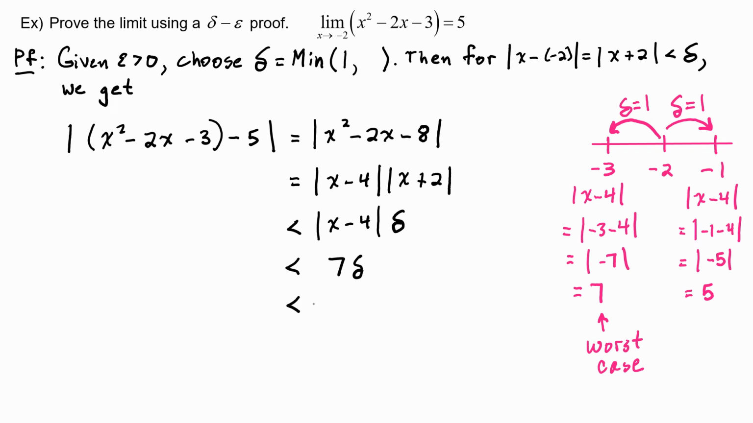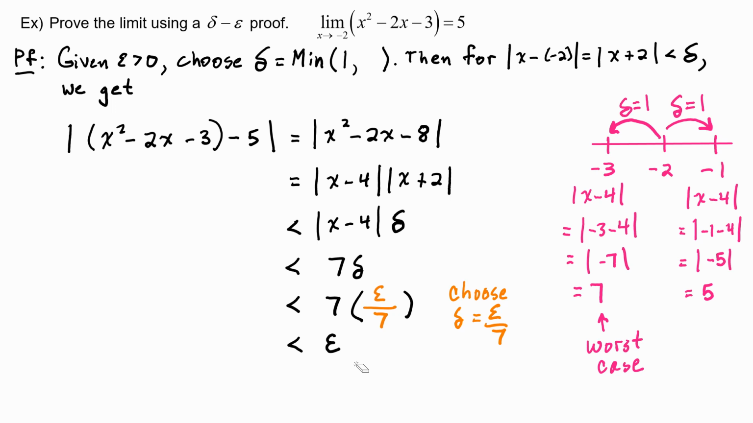So now we know we have to pick an expression for delta so that when I take 7 times that expression, it's going to end up being less than epsilon. And at this point is where we would choose delta to be epsilon over 7. Because when we substitute that in for delta, epsilon over 7 times 7 becomes epsilon.